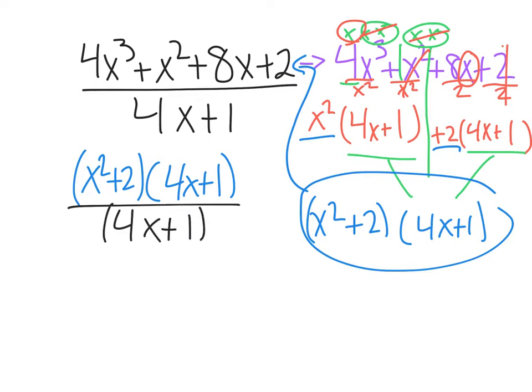And the reason we do that is because, well, let's take a second and look at it. Is there anything that might go away? Boom, the 4x plus 1. So there you go. And what are you left with? X squared plus 2.